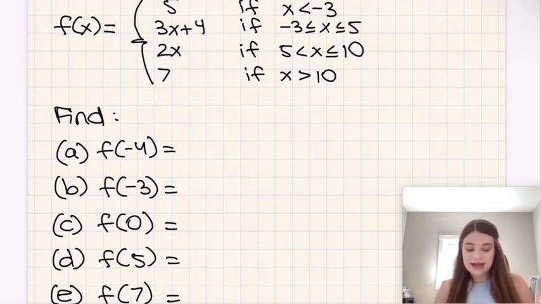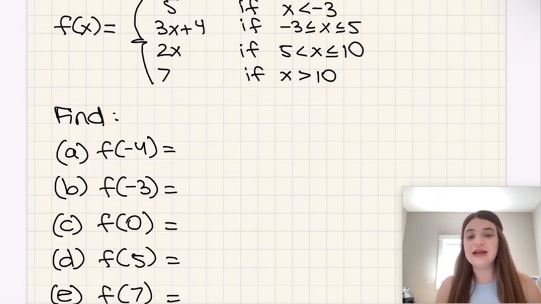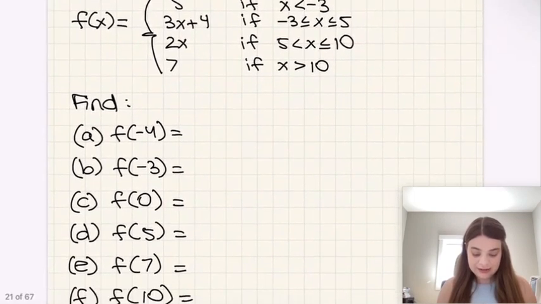Then the next one says it's going to be 2x if the function's between 5 and 10, not including 5, but including 10. And then if x is greater than 10, the function f of x is equal to 7. So we're going to go through each of these things they're asking us to find and see what the answer is based on this piecewise function.